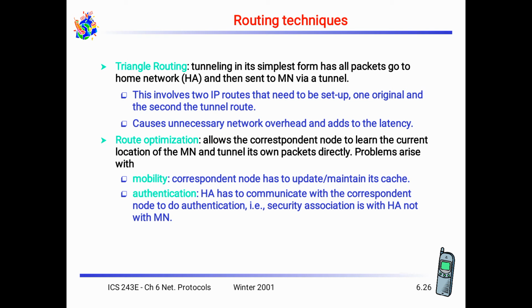In routing optimization, the current location of the mobile node is known and the corresponding node sends its packets directly. Problems arise with mobility and authentication. If the node moves, the corresponding node has to update and maintain its caches, and authentication means the home agent has to communicate with the corresponding node, that is, a security association exists with the home agent and with the mobile node.